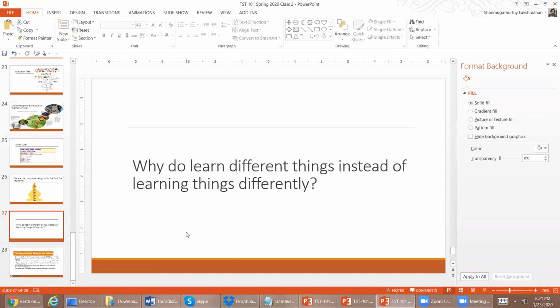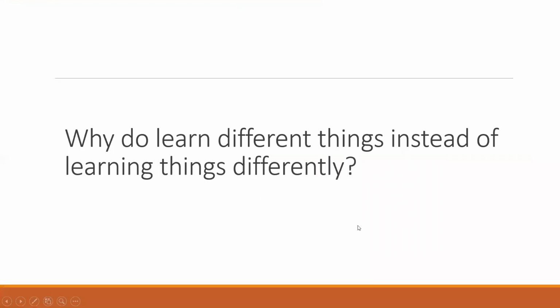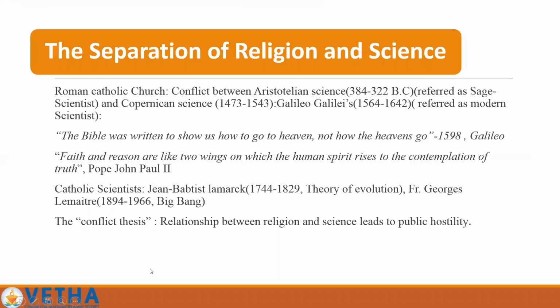So now there is a need for learning things. Instead of learning different things, we have to think and learn differently, and that's what we are going to do for the next class. So we are going to start with how the science was formed in the West, based on what, and then we will be talking about more references about how ancient Indian science was developed, and what the evolution was, how it came.